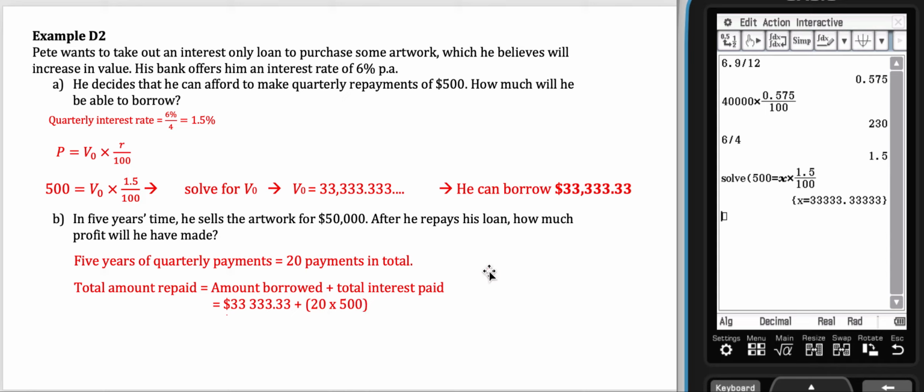So the total amount that he repaid at the end of the loan was $43,333.33. That's how much money he had to give back to the bank. And of course, his profit comes from the $50,000 he generated by selling the artwork. So the difference between those two numbers, $50,000 minus what he had to pay back to the bank, which in total was $43,333, leaves him with $6,666.67 profit. So not a bad payday for Pete from buying and selling some artwork.